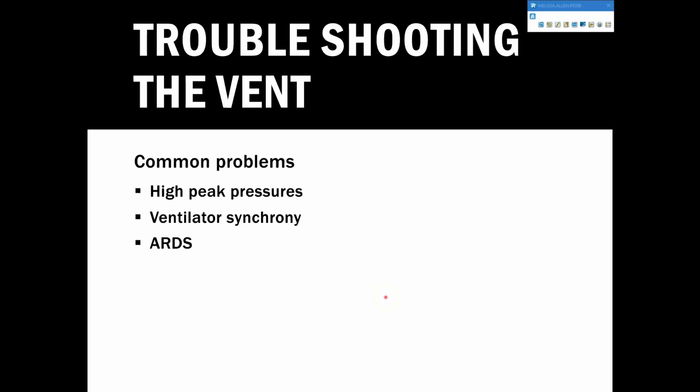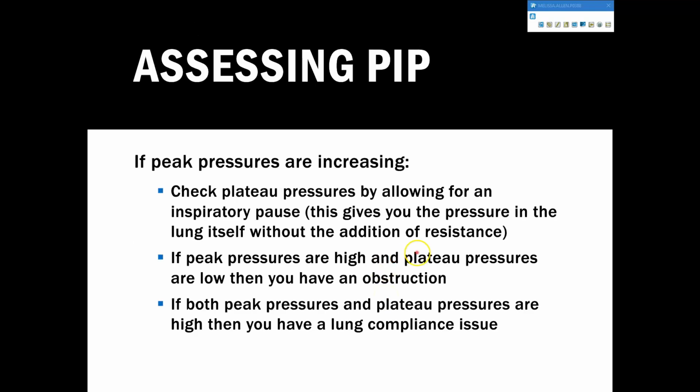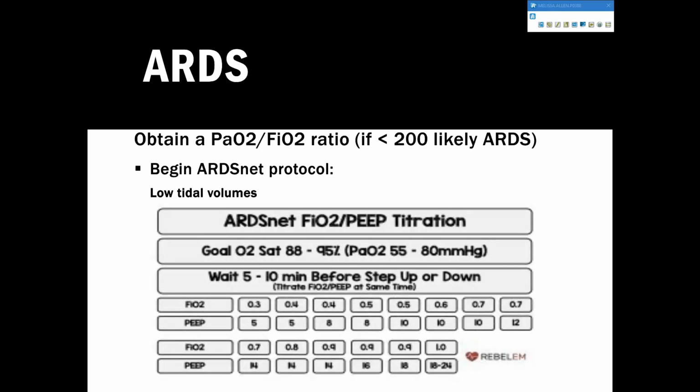ARDS, we've already talked about how that's going to look. Okay, this is what I was saying a minute ago. If peak pressures are increasing, you do the plateau pressure. So if peak pressures are high and plateaus are low, you have an obstruction. Obstructions are always airway. So that means it's either bronchospasm or secretions in the airway. That's it. No other things. If both peak and plat are high, lung compliance is poor.